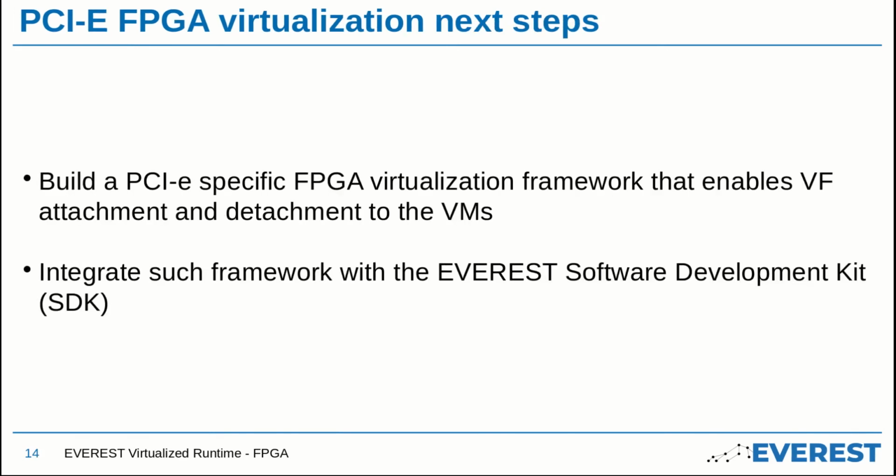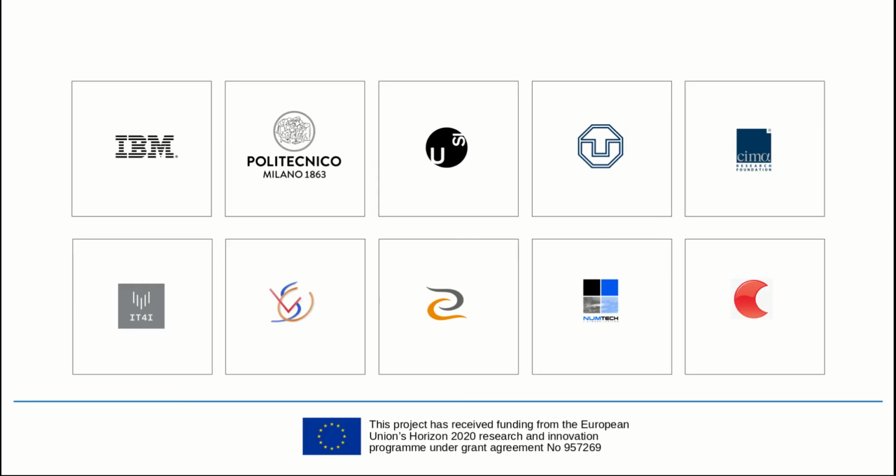Talking about our next steps, the target is to build a PCI-e specific FPGA virtualization framework, which will enable virtual functions attachment and detachment to the VMs in a flexible way. Of course, this framework should be finally integrated and become part of the EVEREST SDK. So this is it. This is the status of the virtualization activities of the EVEREST project.